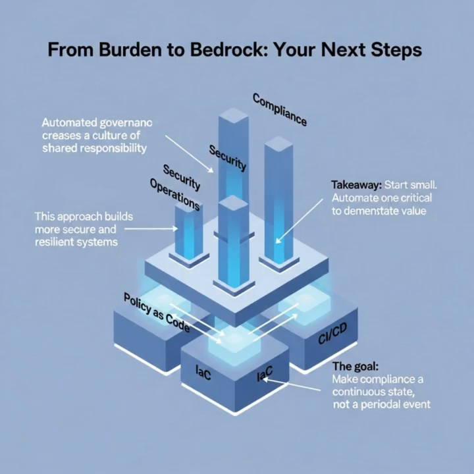The key takeaway is this: start small. Don't try to automate your entire framework at once. Pick one critical control that causes you pain today, perhaps S3 bucket public access or firewall rule management. Implement a single automated policy gate for it. Prove the value, build momentum, and you'll be on the path to a truly automated and trustworthy infrastructure.